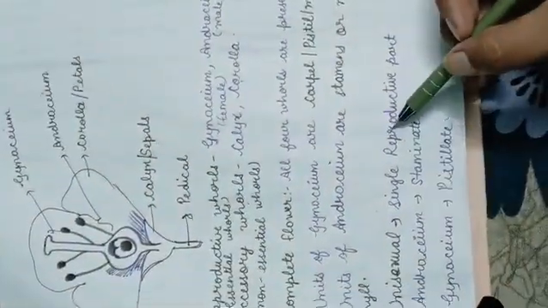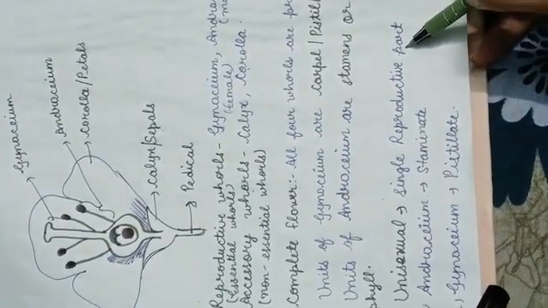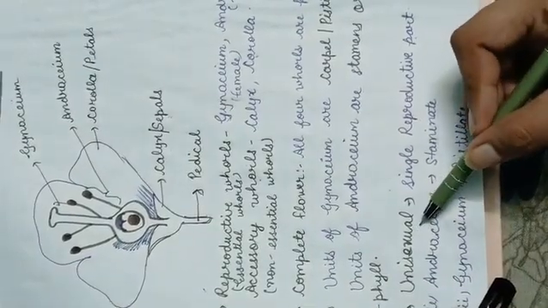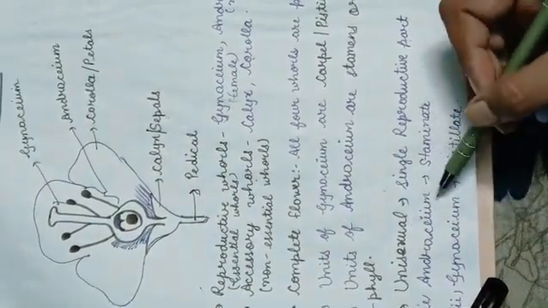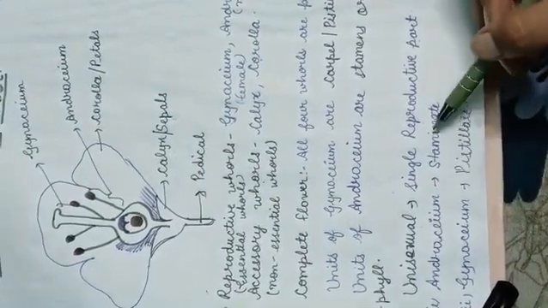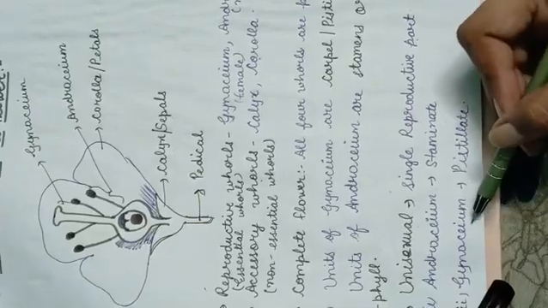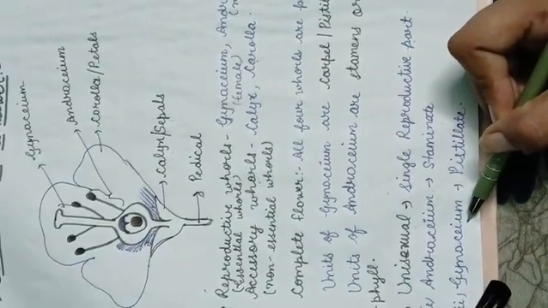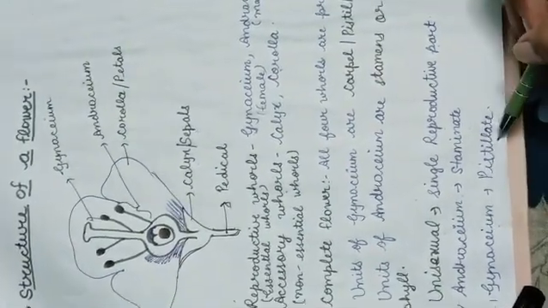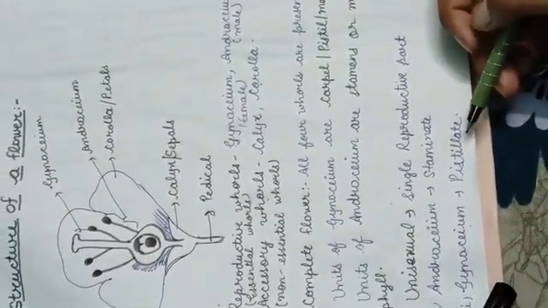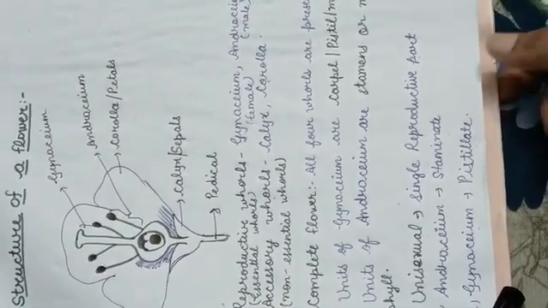And if a flower has a single reproductive part, either male or female, then the flower is known as unisexual. If a flower has a male part, androecium, then it is known as staminate. And if a flower contains a female part, gynoecium, then it is known as pistillate. When a flower has both male and female parts, then it is bisexual in nature.